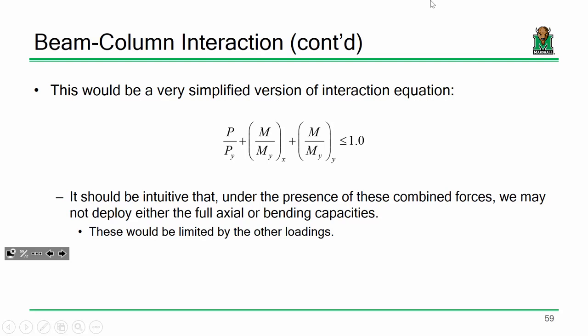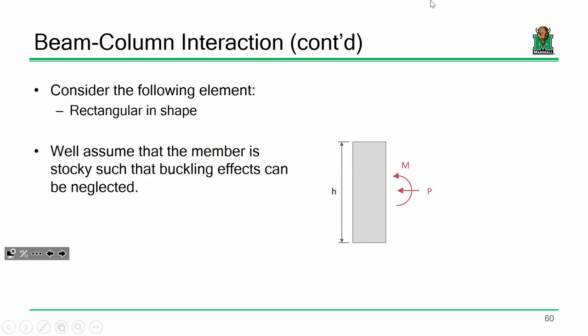The problem is that it's really way too conservative, okay? Because we already know that a beam can go far beyond My, right? A beam can hit Mp. And I mean, we can get well beyond that. So we can improve on this a little bit.